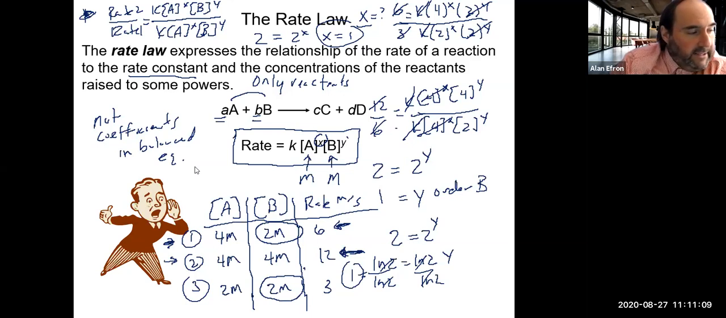So we'll take a little break. 11:30 is lab. We're going to do some molarity type exercise.